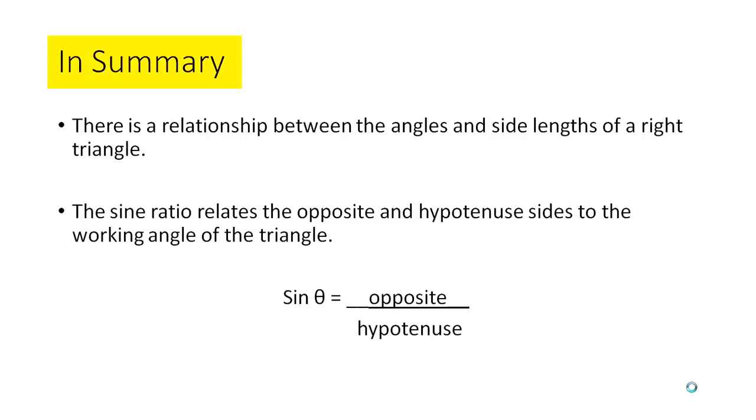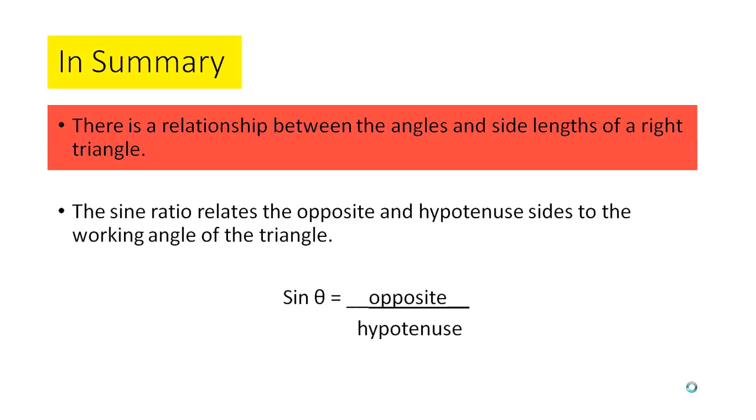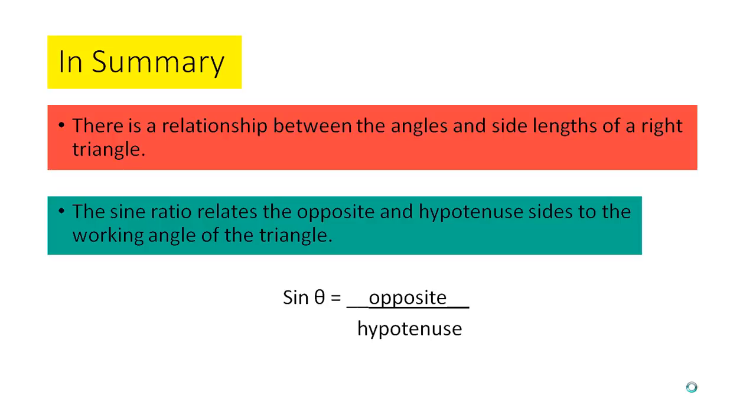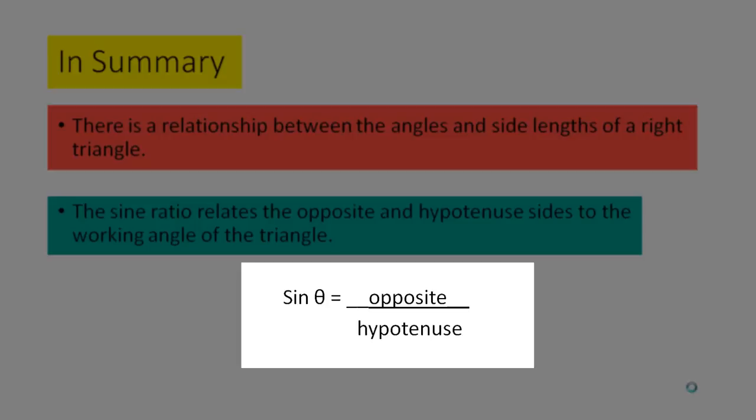In summary, there is a relationship between the angles and side lengths of a right triangle. The sine ratio relates the opposite and hypotenuse sides of the working angle of the triangle. You have now learned how to solve for the missing side length in a right angle triangle using sine ratio.